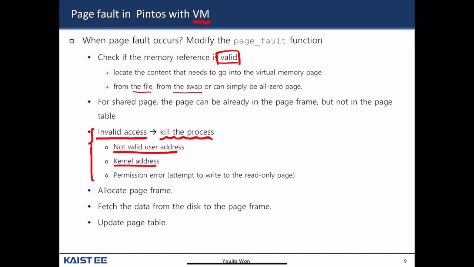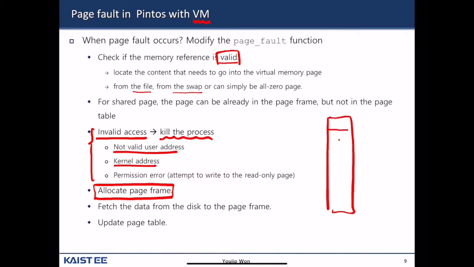In that case, you need to allocate a page frame. What do you mean by allocating a page frame? In any computer system, DRAM or physical memory consists of 4 kilobyte pages. We call each one a page frame.